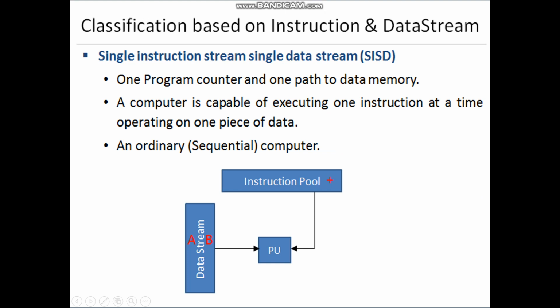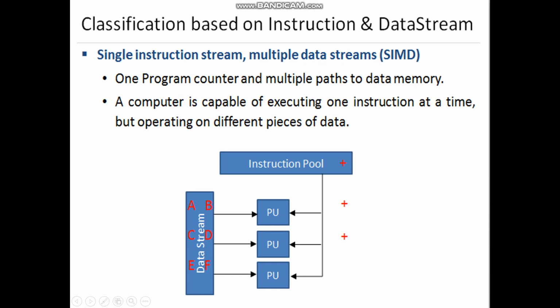First, we'll see single instruction stream and single data stream, which has one program counter and one path to data memory. A computer is capable of executing one instruction at a time, operating on one piece of data. An ordinary computer is considered as single instruction stream and single data stream. This method has one CPU with one instruction and one set of data.